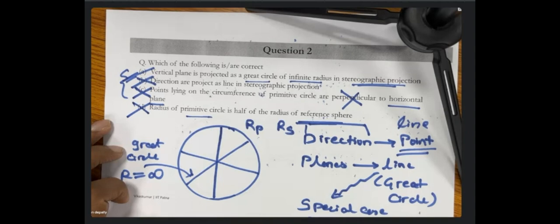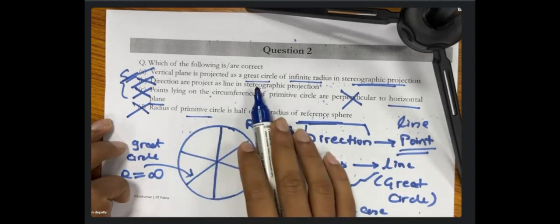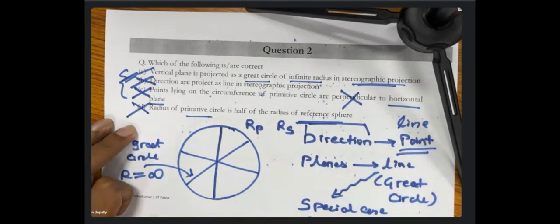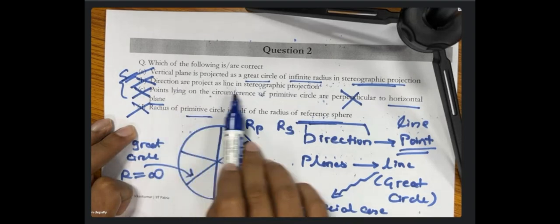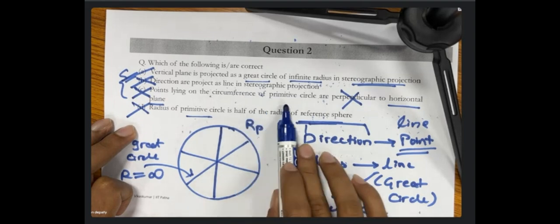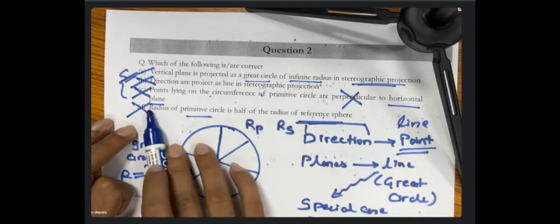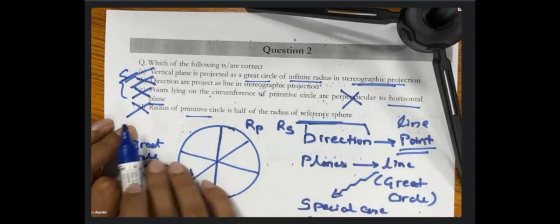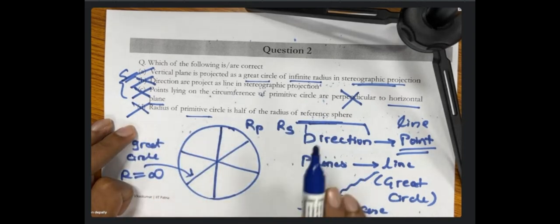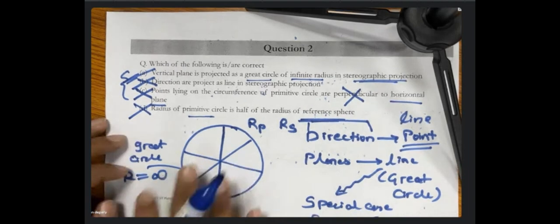Okay, so the only correct option which we are getting here is that a vertical plane is projected as a great circle of an infinite radius in the stereographic projection. The second option, that directions are projected as a line in the stereograph, was incorrect. The points lying on the circumference of the primitive circle are perpendicular to the horizontal plane? No, it is not the case. It is incorrect. The radius of the primitive circle is half of the radius of the reference sphere? It is also incorrect. Okay. So with that, we have solved question number 2.